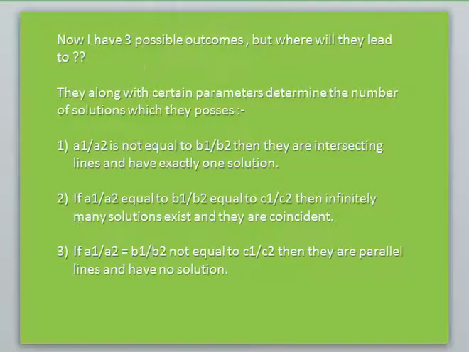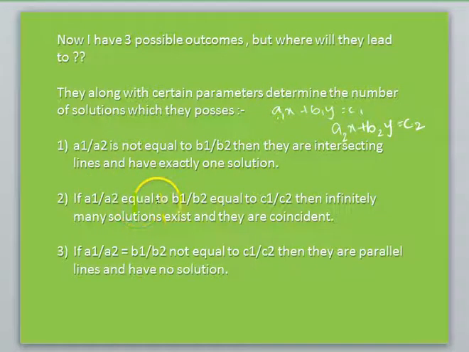Where will they lead to? Along with certain parameters, they determine the number of solutions which they possess. If A1 by A2 is not equal to B1 by B2, then they are intersecting lines and have exactly one solution. Here, my equations are represented as A1x plus B1y is equal to C1 and A2x plus B2y is equal to C2, with A1, A2, B1, B2, C1, C2 represented in this form.